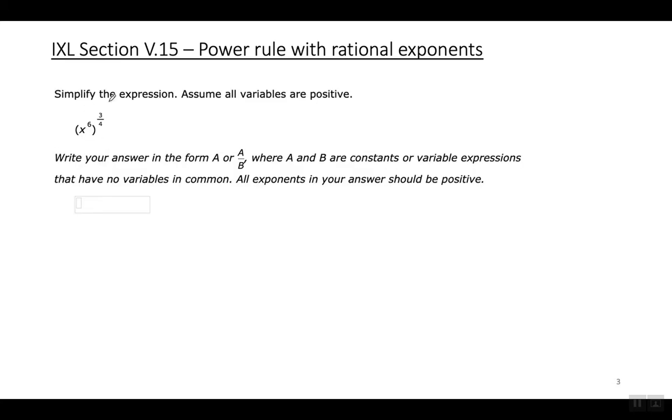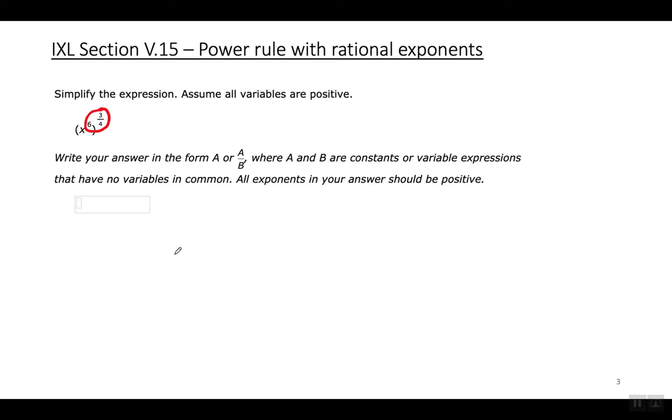All right, the examples that you're going to have today look like this, okay? I definitely recommend that you pay attention. All right, so here I got this x to the 6th power raised to the power of 3 over 4. So I got two exponents, and I'm going to multiply them together. Yeah, one happens to be a fraction.